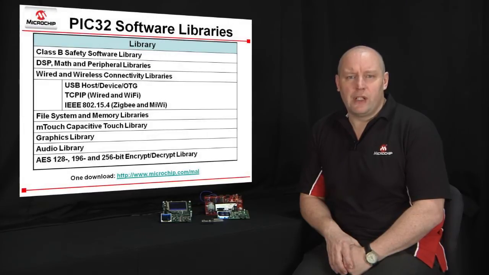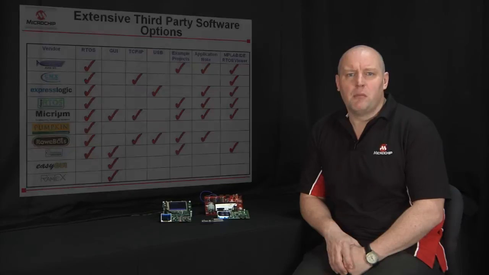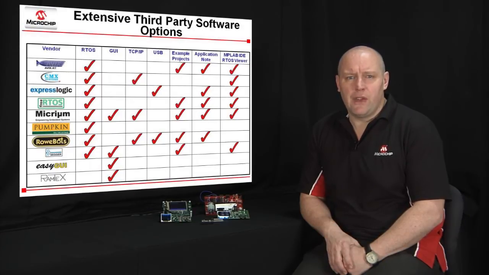Along with the compiler, Microchip supply a comprehensive range of software libraries ranging from USB to TCP/IP, file systems, graphics, audio, and a host of others. Finally, since 32-bit processors are so software intensive, Microchip has established a community of third-party software vendors, providing the customers with a wide choice of alternative software.